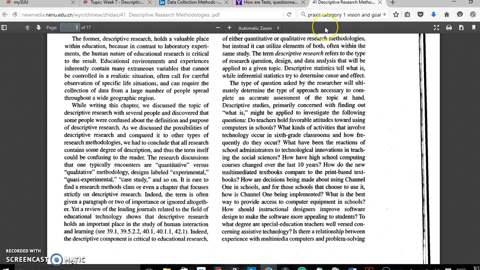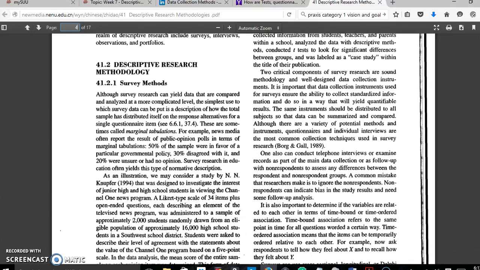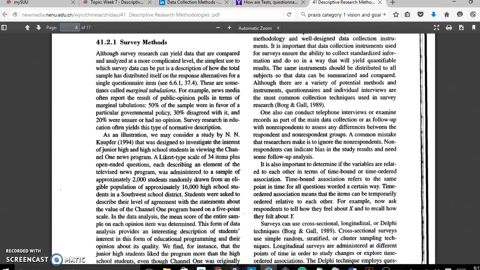As I was looking, it did give me different research methodologies, and the first one I looked at was survey. The thing that was clarifying for me about surveys is that there does need to be a sound methodology and a well-designed data collection instrument, such as a Likert type scale.